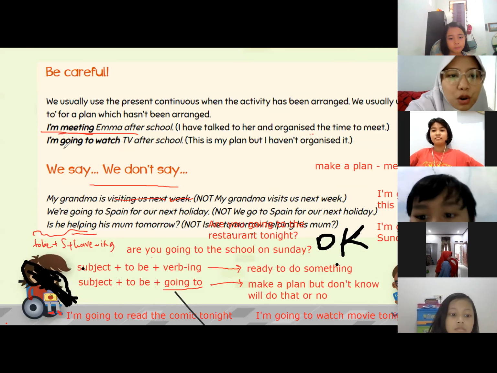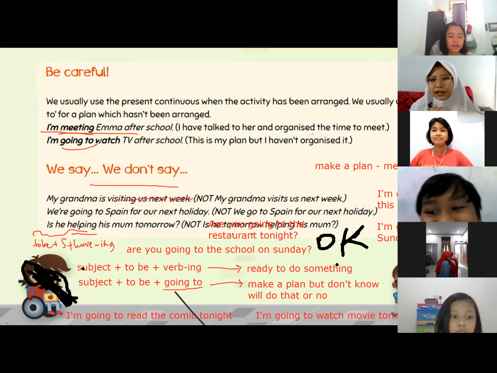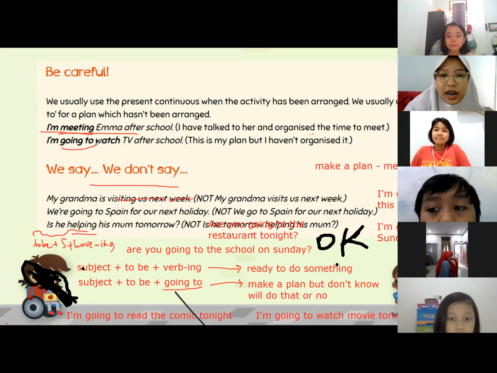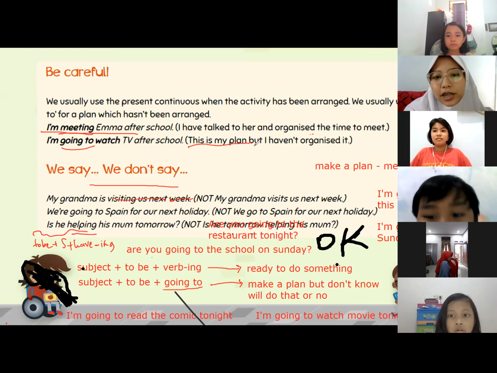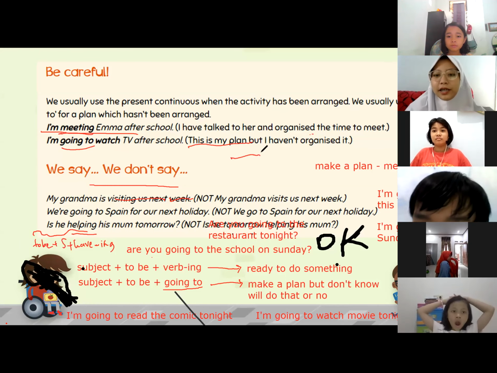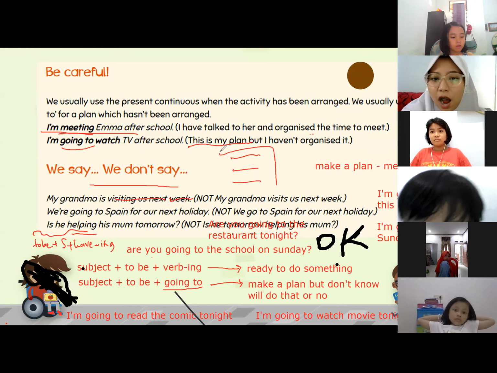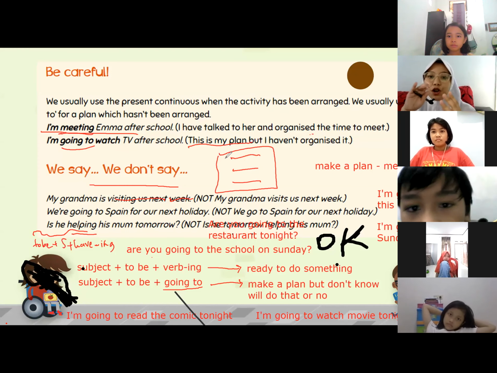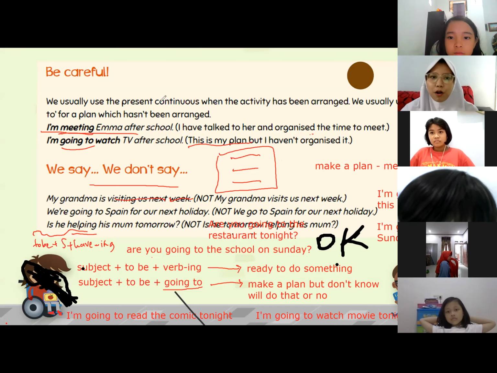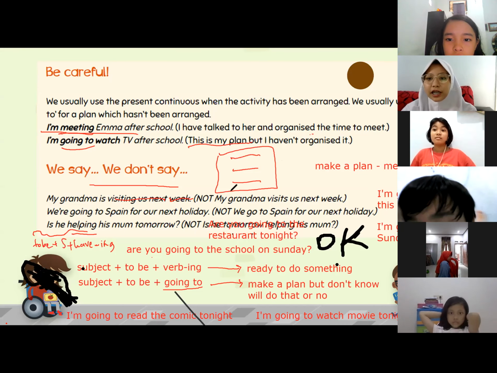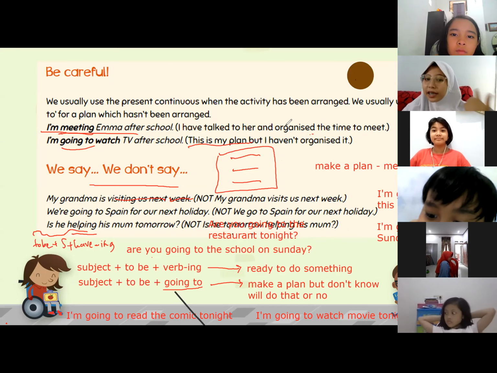This is the meeting and then going to. That is different, guys. Okay? Do you understand this? Yes. Okay. This is the difference, right? This is my plan, but I haven't organized it. For example, oh, after this, I have to take a break. After taking a break, I need to eat. After eating, I have to sleep. This is organized. This is how you organize your time or what you are going to do after this. That is the example. So you are ready to do that. After this, I will do that. That is the difference, guys.